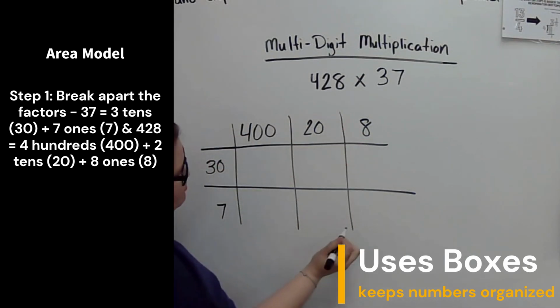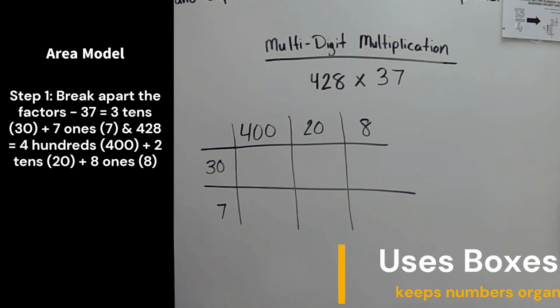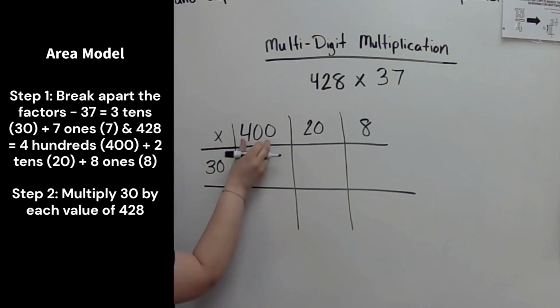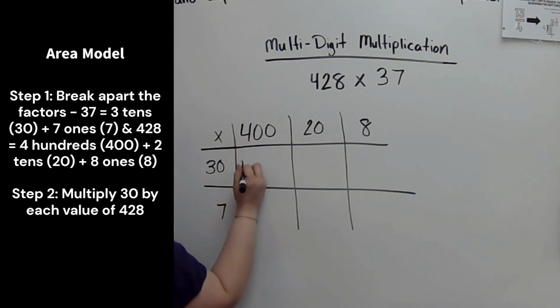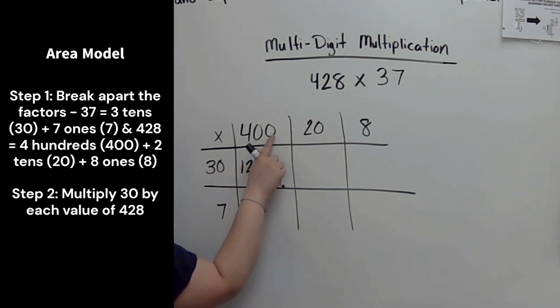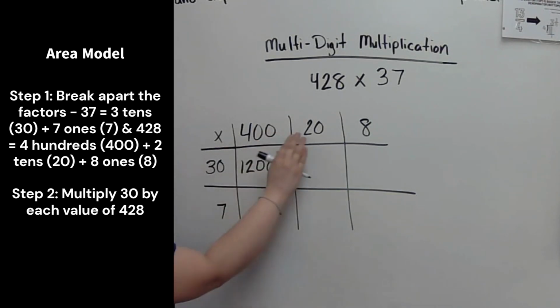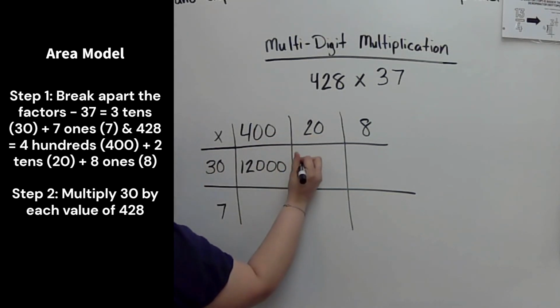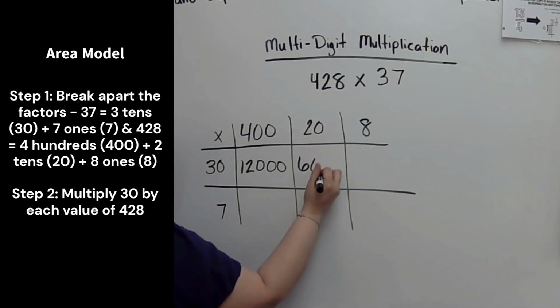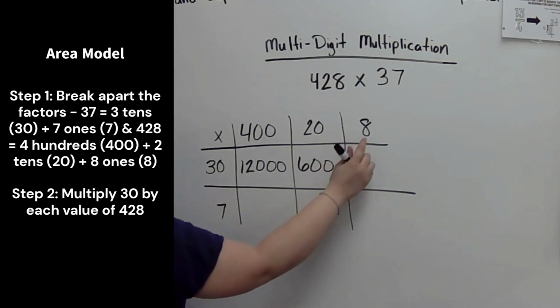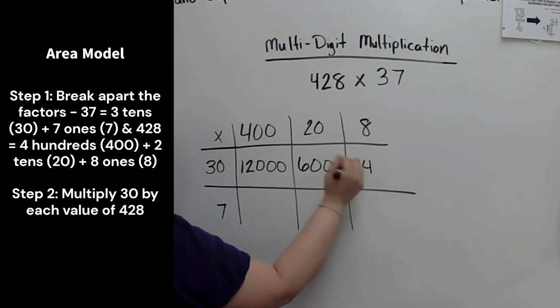The area model uses boxes to help keep numbers organized. Just like partial products, I'm going to multiply each number to find its answer. So I have 30 times 400. 3 times 4 is 12. Add my zeros. 1, 2, 3. 30 times 20, so I have 3 times 2. Add my zeros. And then I have 30 times 8. 3 times 8. Add my 0.